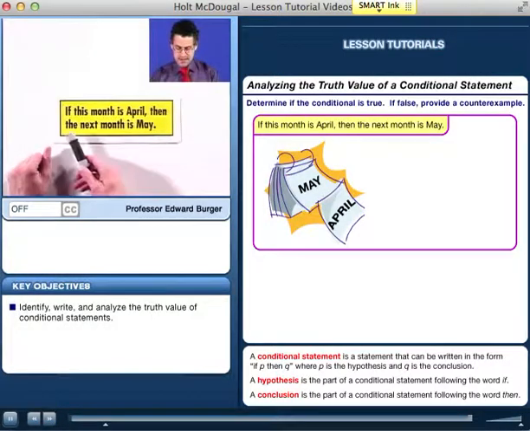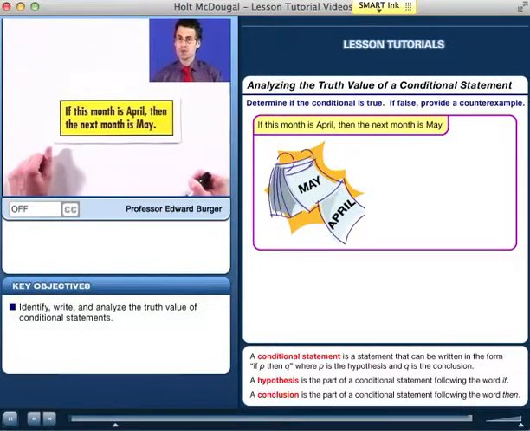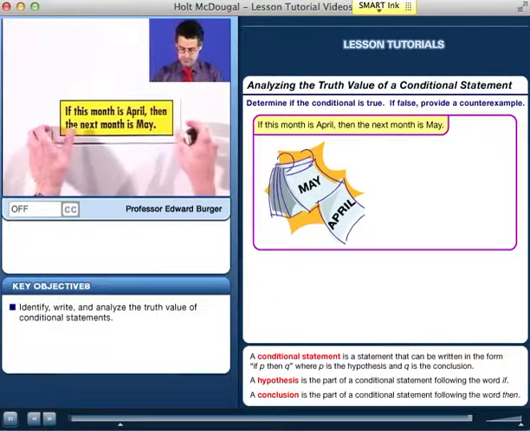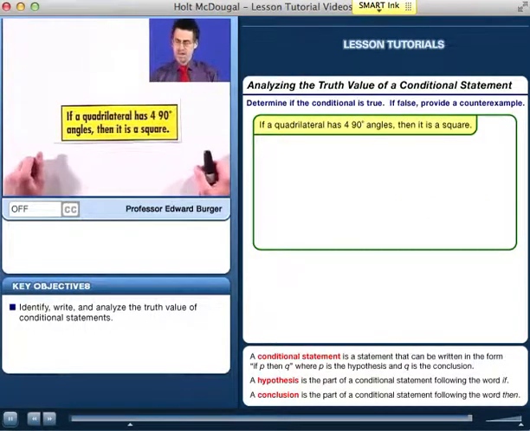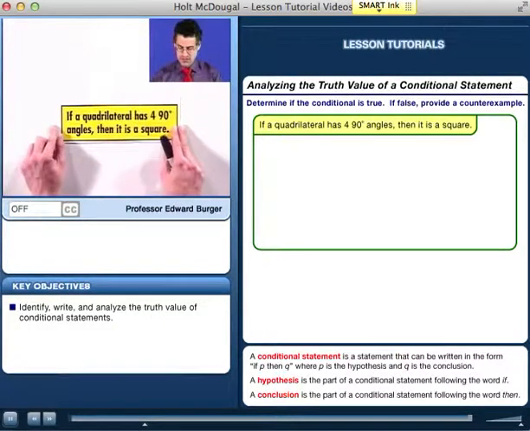Here's one. If this month is April, then the next month is May. Well, that's a true statement. Great. How about this one? If a quadrilateral has 4 90-degree angles, then it is a square. Well, that statement is actually false.